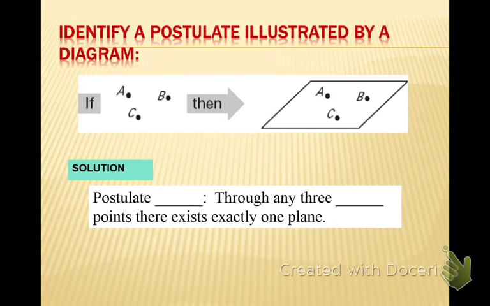Yes. Through any three non-collinear points, there exists exactly one plane. Non-collinear would be the word we want to use.